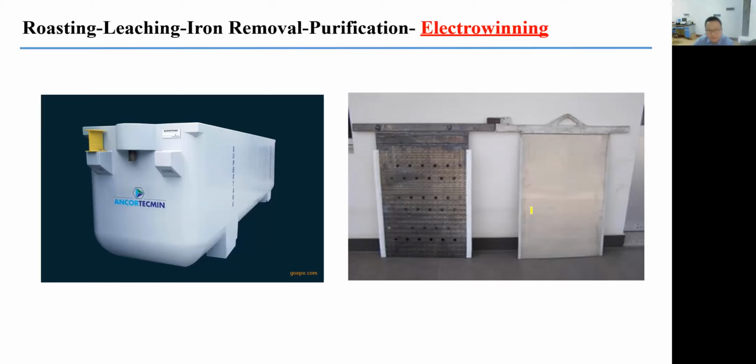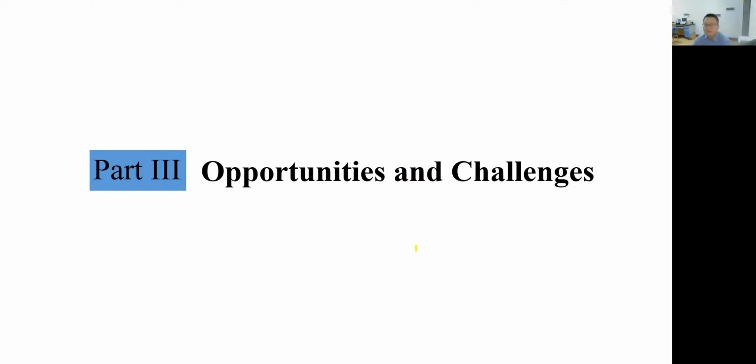This is the tank equipment. This is the electrolyte cell, and this is the anode. This is the cathode, and we have some rubber clippers at the edge. So this is the most widely used process for zinc production, and probably we will have some light discussion or questions after my presentation.